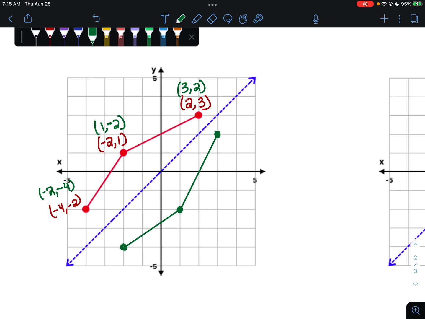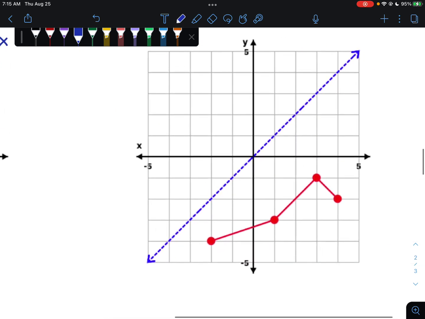Looks like that. And if you look, if we were to fold it over that blue line, y equals x, then they would be a mirror image of each other. So again, this blue line is y equals x. So we got one more. Again, the blue line is y equals x.